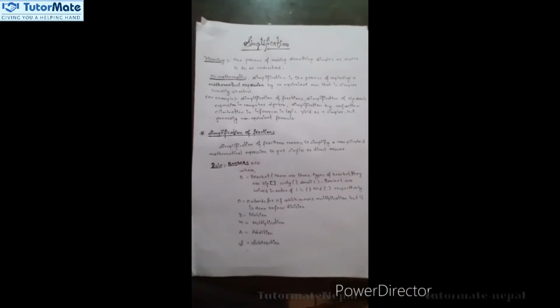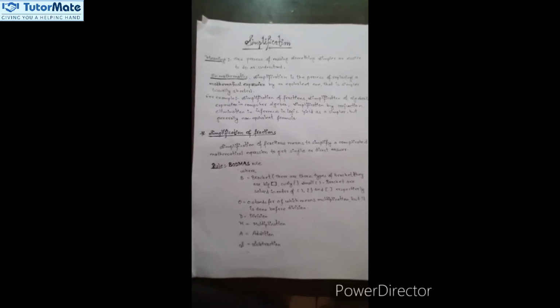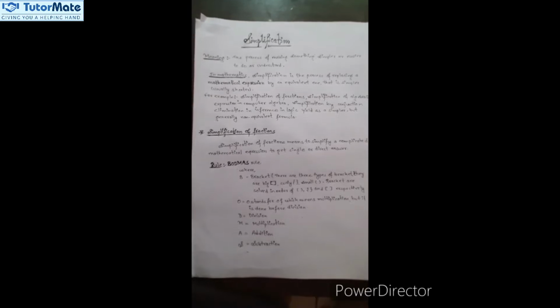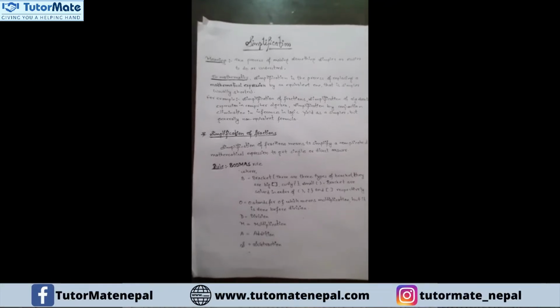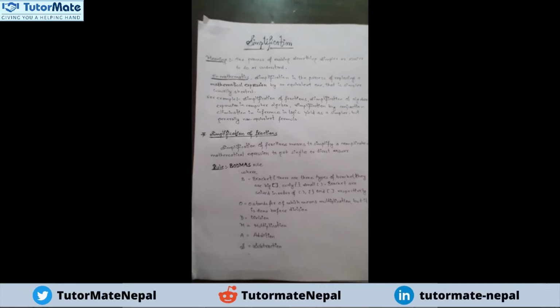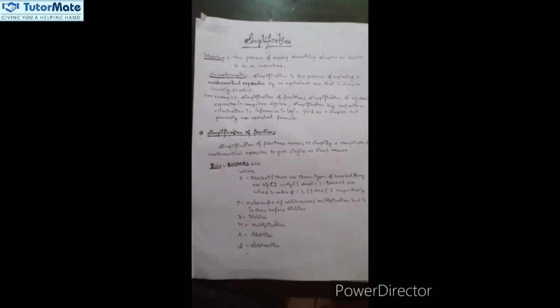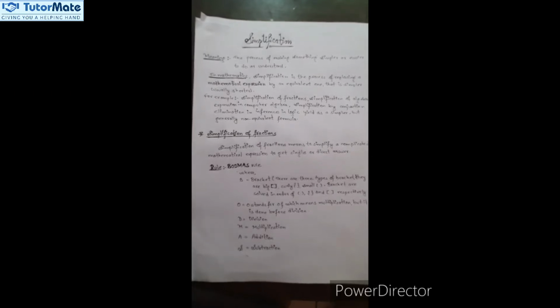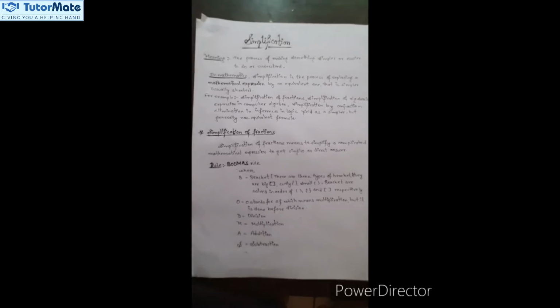BODMAS rule means every letter has its own meaning. B stands for bracket, O stands for of, D stands for division, M stands for multiplication, A stands for addition, and S stands for subtraction. So first of all, we should take the bracket, the second step is to do multiplication, that is of, the third step is division, the fourth step is multiplication, the fifth step is addition, and the sixth step is subtraction.